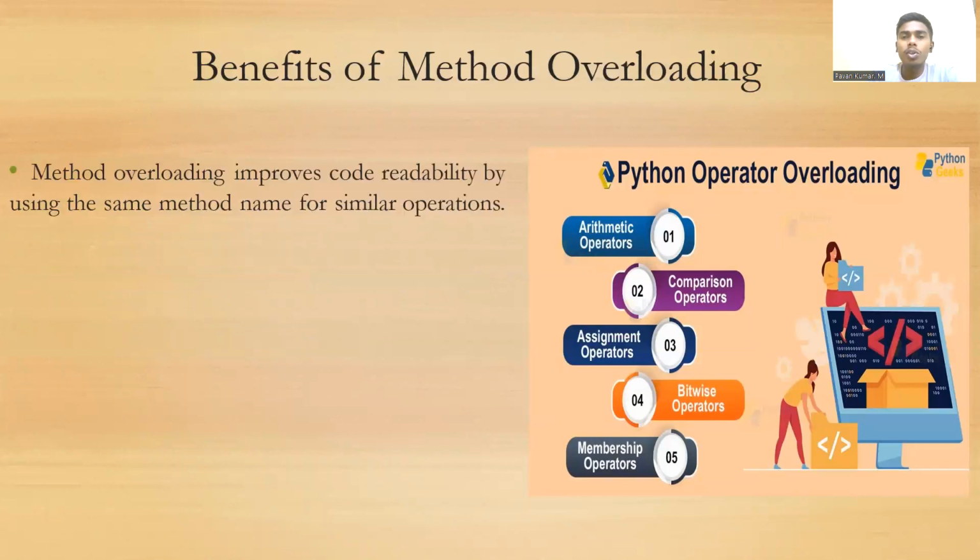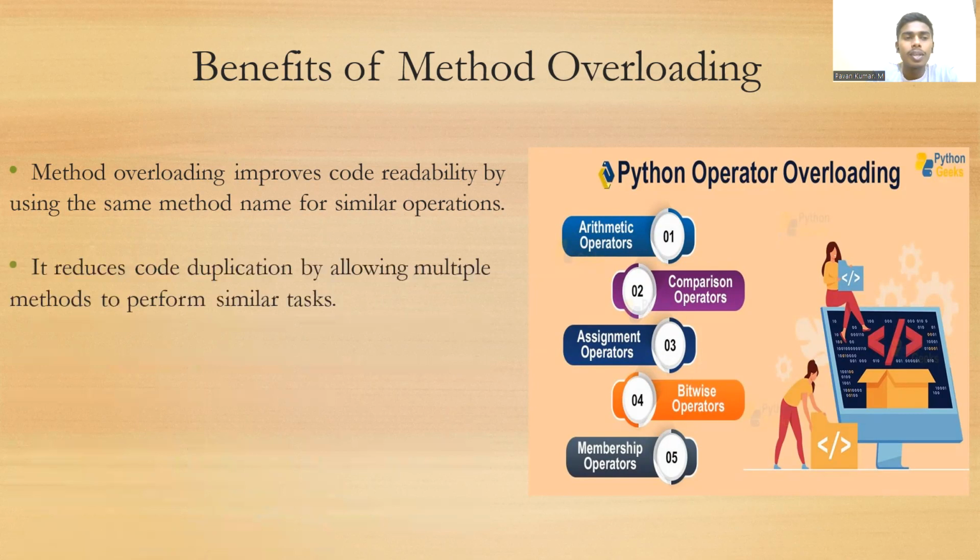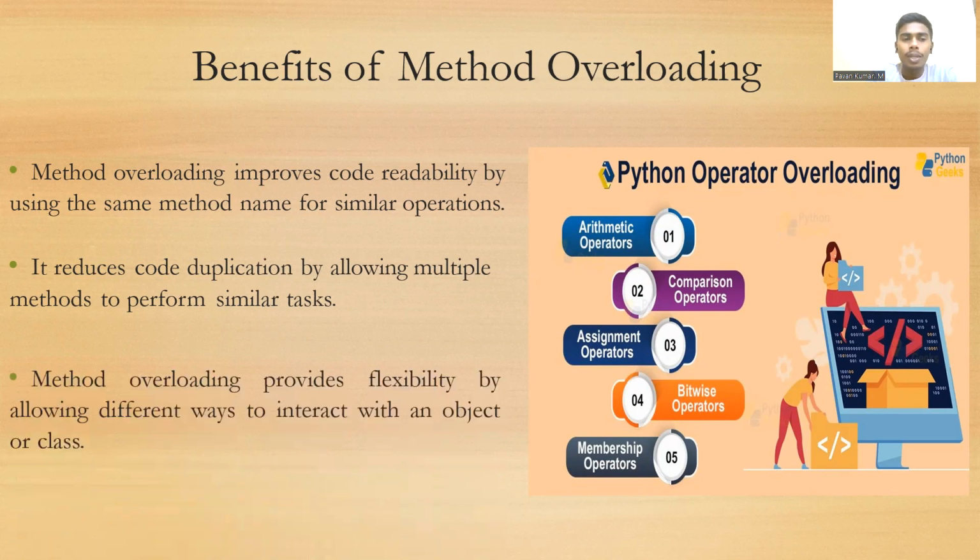And here are the benefits of method overloading, where method overloading improves code readability by using the same method name for similar operations. It reduces code duplication by allowing multiple methods to perform similar tasks. Method overloading provides flexibility by allowing different ways to interact with an object or a class.